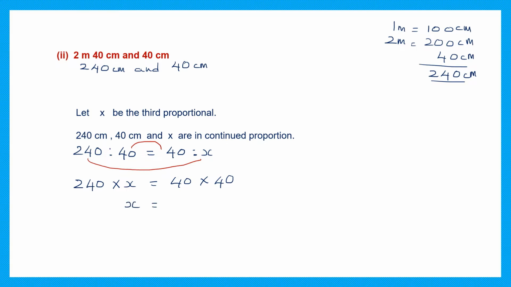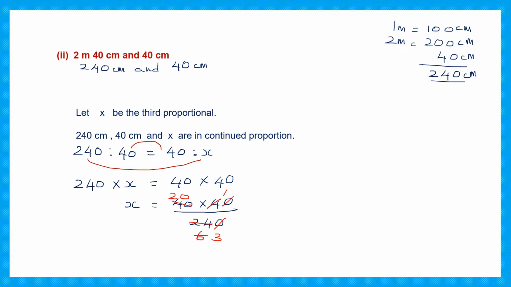Okay, so I'm going to find x. x is equal to 40 into 40. I will leave it as it is. Now I will take 240 to the other side. It becomes division. Now I can cancel 0 and 0. I can cancel 4 and 24. 4 ones are 4. 4 sixes are 24. I can cancel 6 and 40 both by 2. 2 threes are 6 and 2 into 20 is 40.